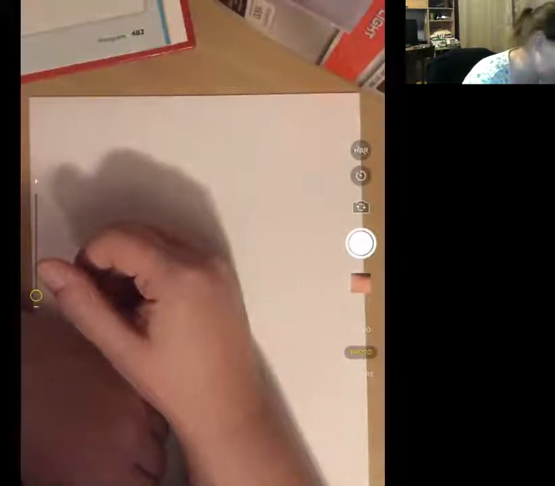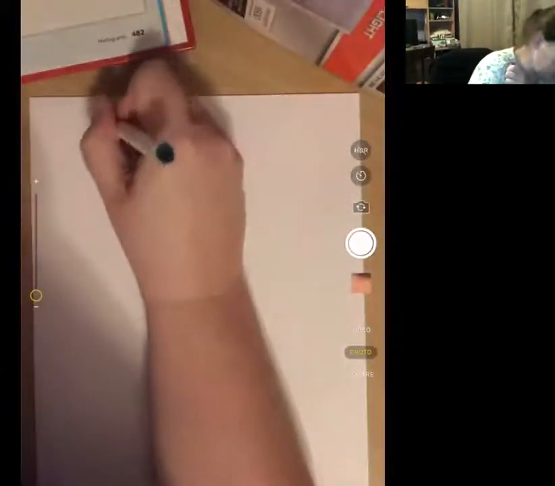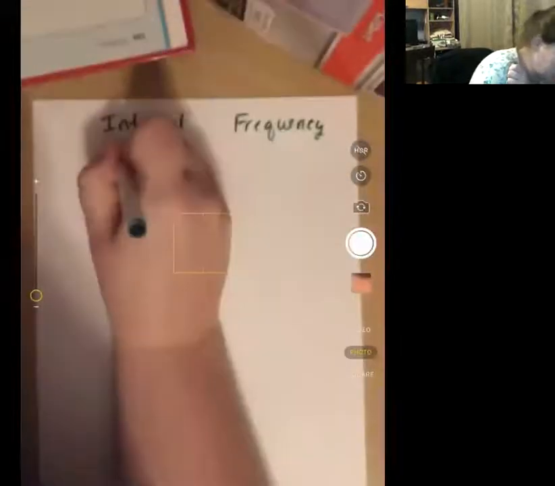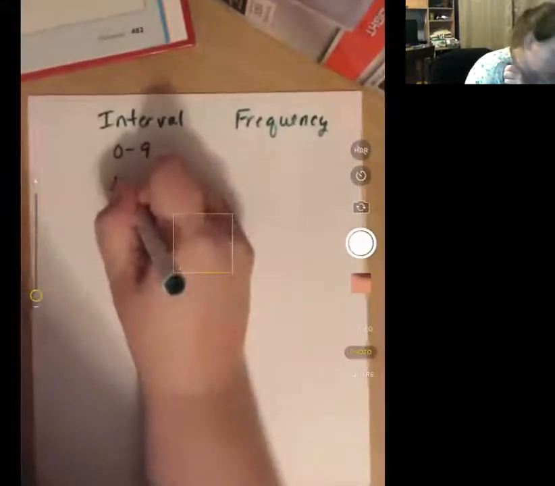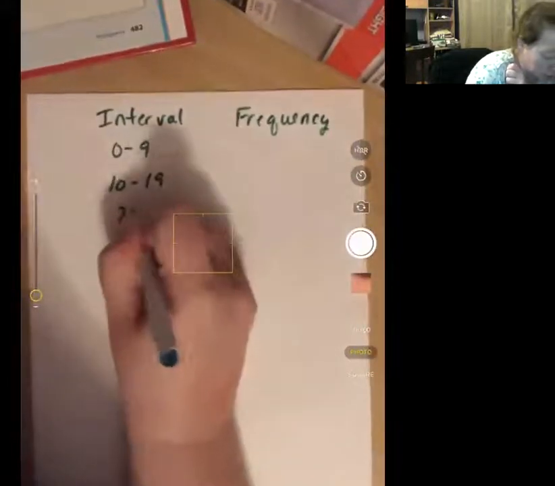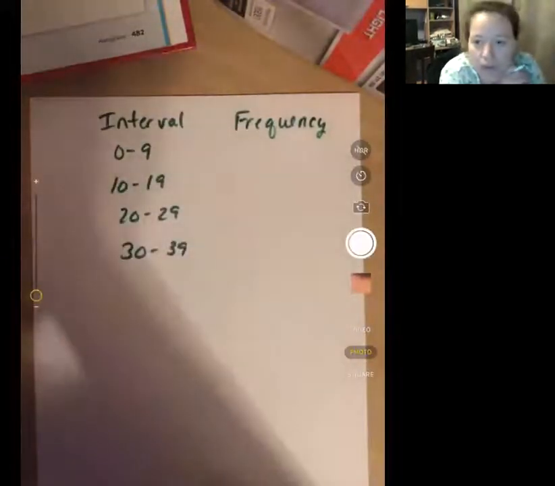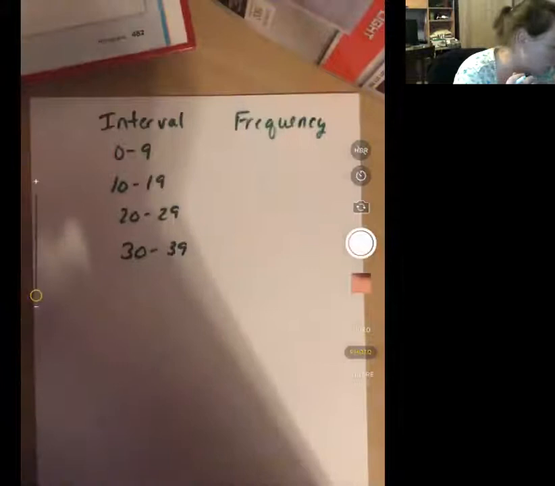Okay, so you can make the interval whatever you want to. What they're expecting you to make it, though, is this. So interval, frequency, and they give you 0 to 9. So you have some idea of what they're looking for. They want you to do 10 to 19, 20 to 29, and 30 to 39. Okay? That's how they basically want it to go.